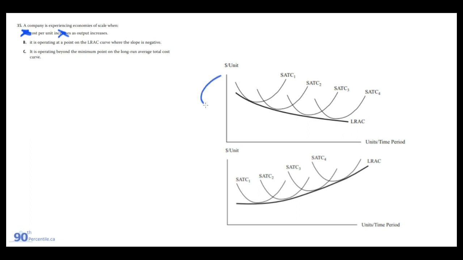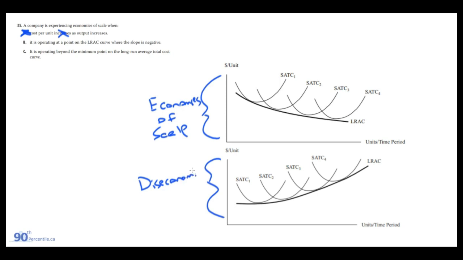So here I have, these are the last two charts that we'll see. We have two separate graphs here. First one represents economies of scale. Second is diseconomies of scale. And we'll break these down really quickly.